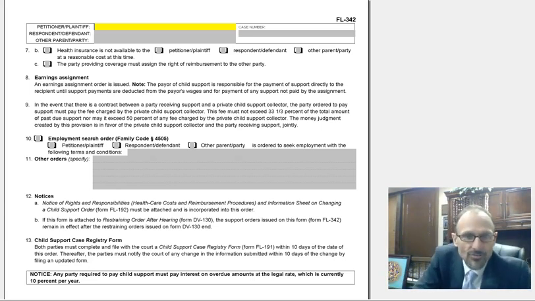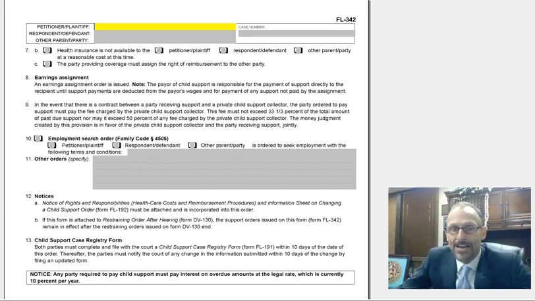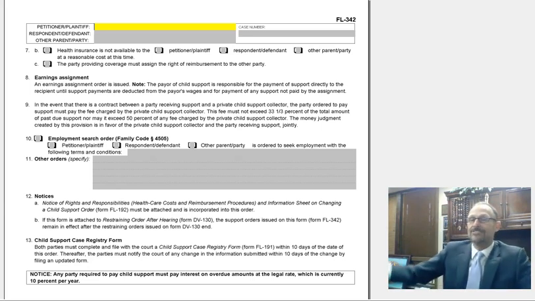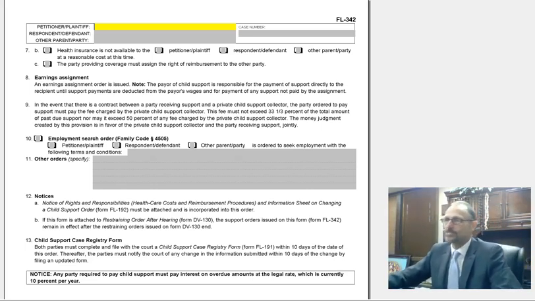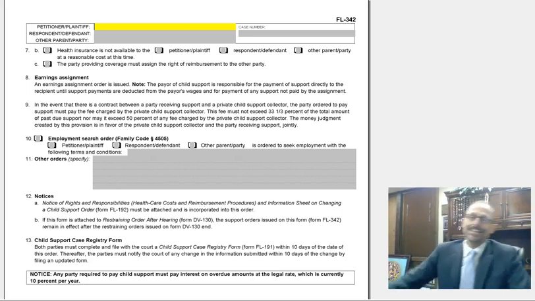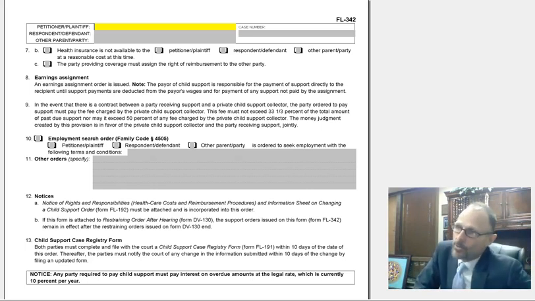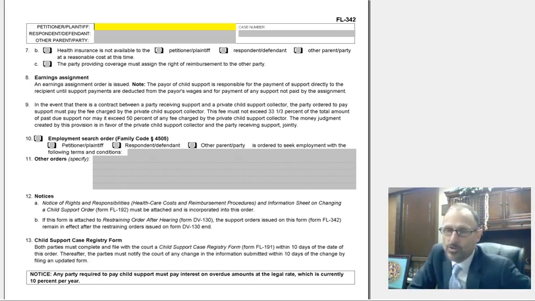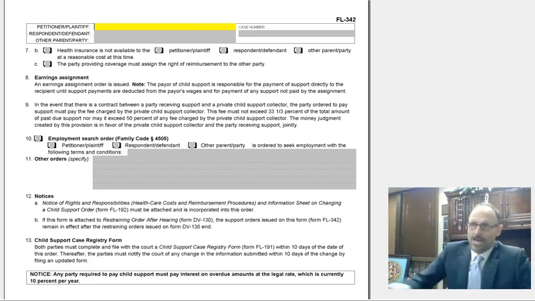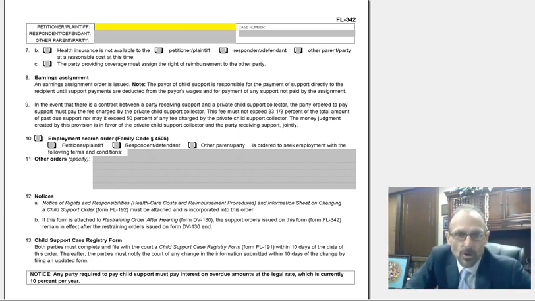It must be attached. Then B is if this form is attached to a restraining order after hearing, a DV-130, then the support order is issued. This form, FL-342, remains in effect after the restraining order issued from the DV ends. So it's just saying that once a judge makes the child support order within a domestic violence restraining order, even if the domestic violence restraining order goes away or expires in 3 years, 5 years, 6 months, whatever it may be, the child support remains. So that's just a warning.